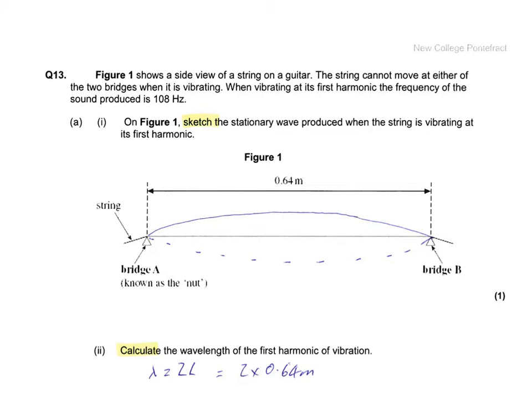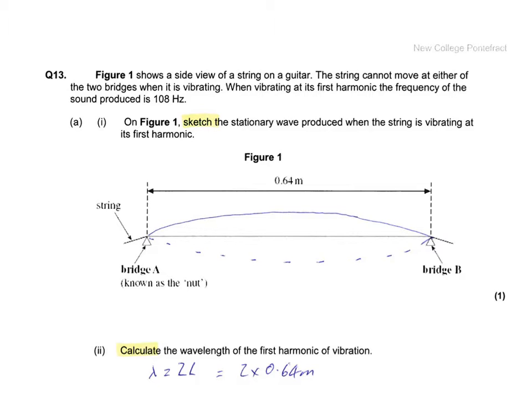And this is the Waves Homework Booklet question 13. We've got figure 1 again, showing a side view of a string on a guitar. The string cannot move at either of the two bridges. It's worth noting that there's a bridge there; we're told it can't move, therefore there must be nodes at those points. When it's vibrating in its first harmonic, the frequency of the sound produced is 108 Hz.